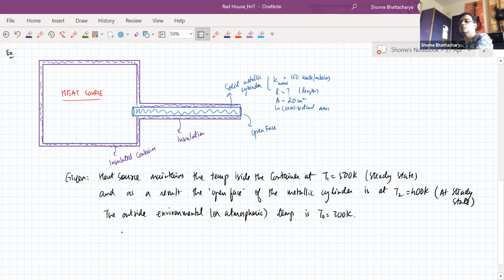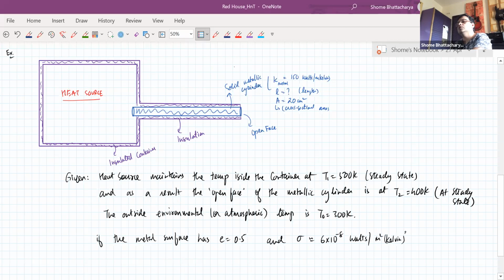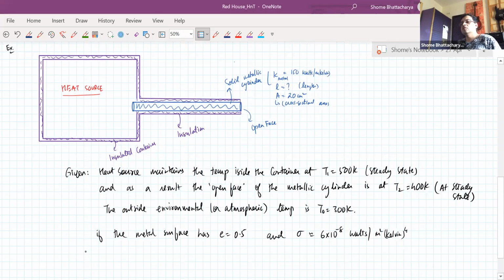Okay. So if the metal surface has emissivity equal to 0.5 and sigma's value is given to us approximately as 6 into 10 raised to the power minus 8 watts per meter square Kelvin to the power 4. As you know, that is the SI unit.